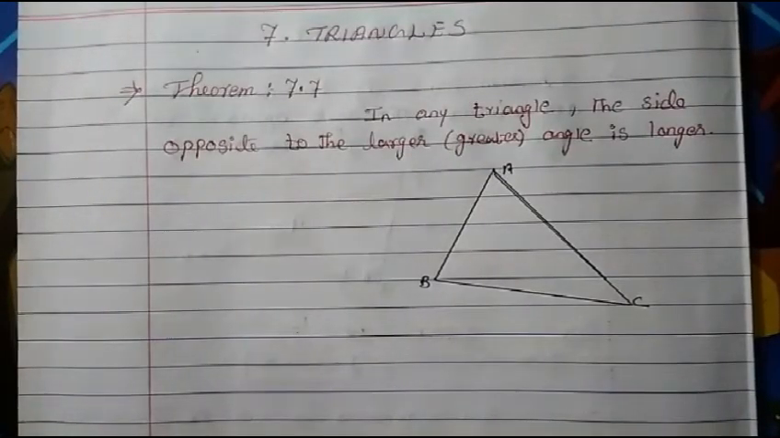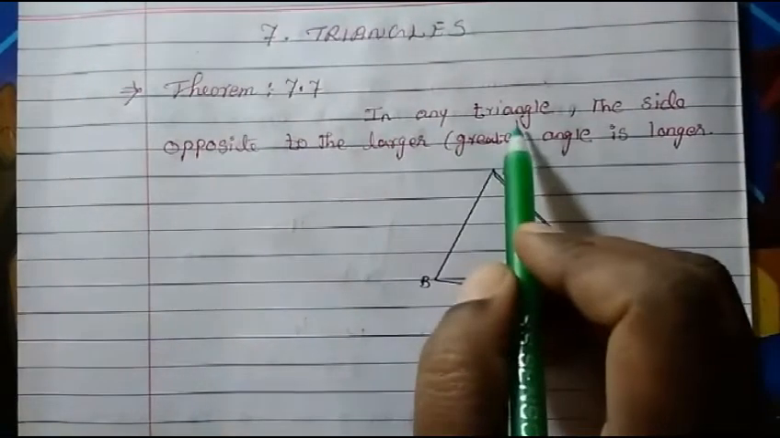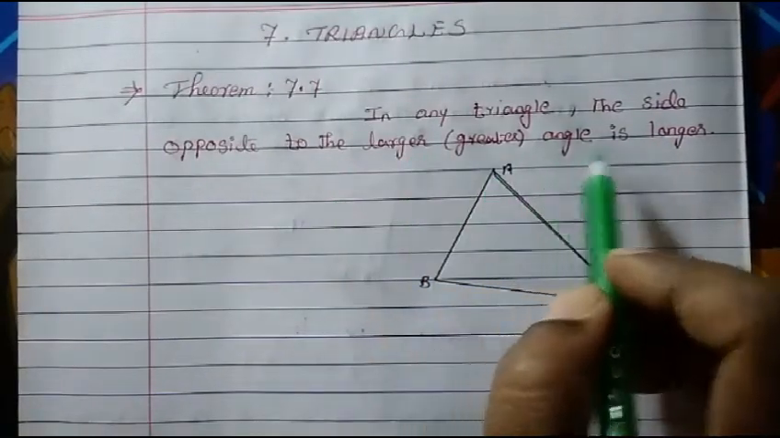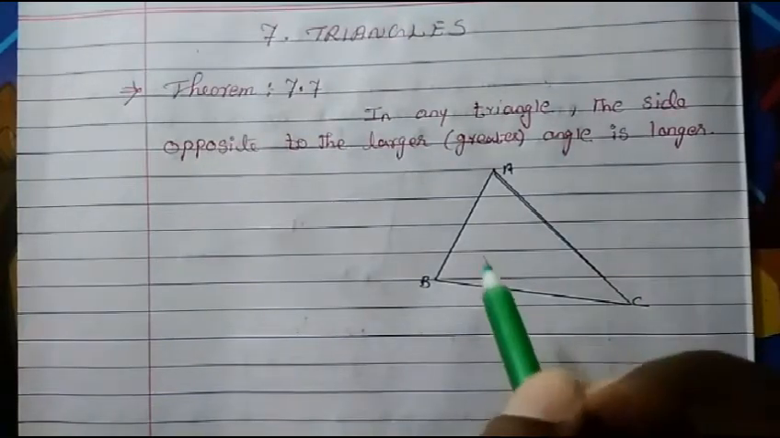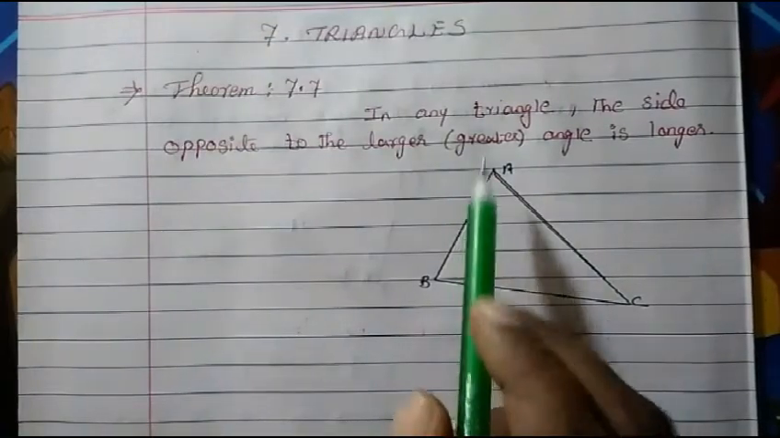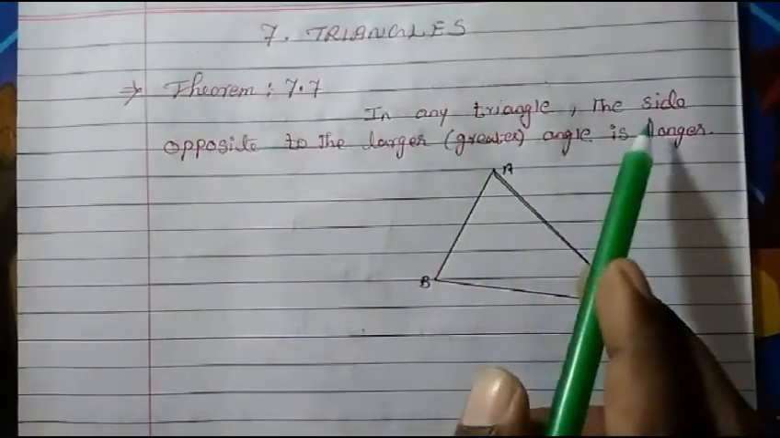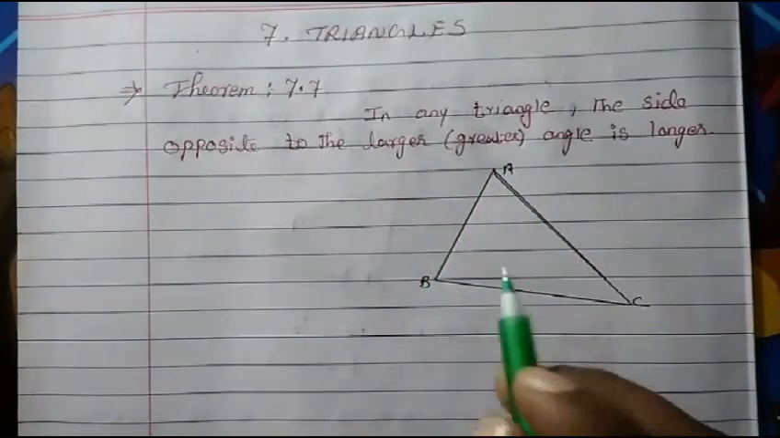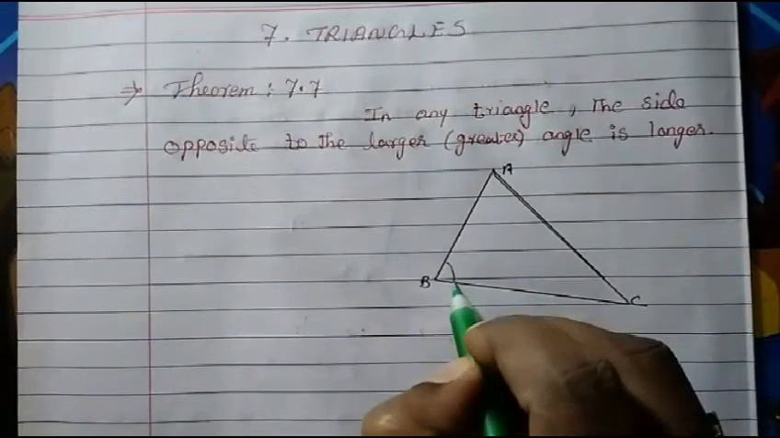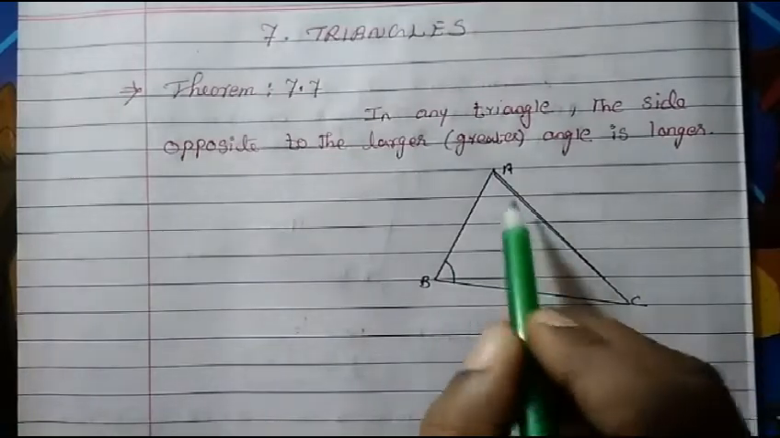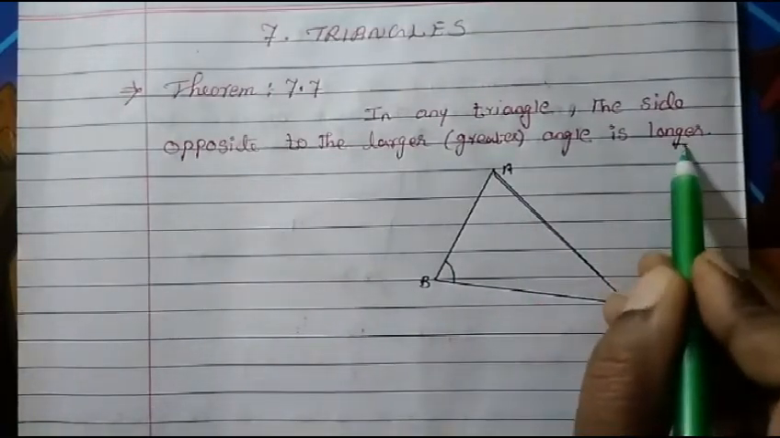Today we are going to study chapter 7 triangles, theorem 7.7. What does it say? In any triangle, the side opposite to the larger or greater angle is longer. Just the converse of theorem 7.6. So here we have to prove that in any triangle, the side opposite to the larger angle is longer. If you consider this angle is greater, then the side opposite to that will be longer. So that is what the theorem says.